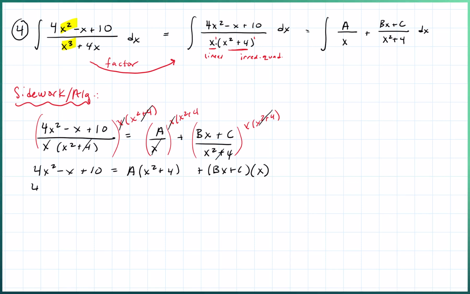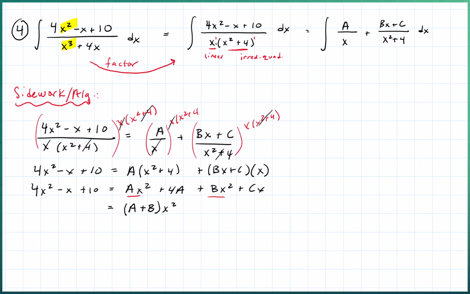Now I'm going to go ahead and expand both sides. Actually, there's nothing to expand on the left side, but I'm going to expand the right side so that I can equate coefficients. So Ax squared plus 4A plus Bx squared plus Cx. Now I look and collect my like terms. I've got two x squared terms. So I collect each of those, and the coefficient will be (A plus B) times x squared.